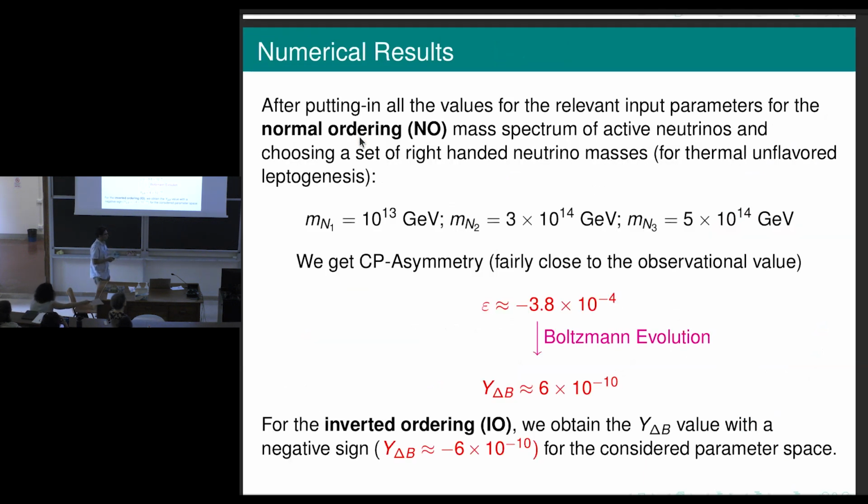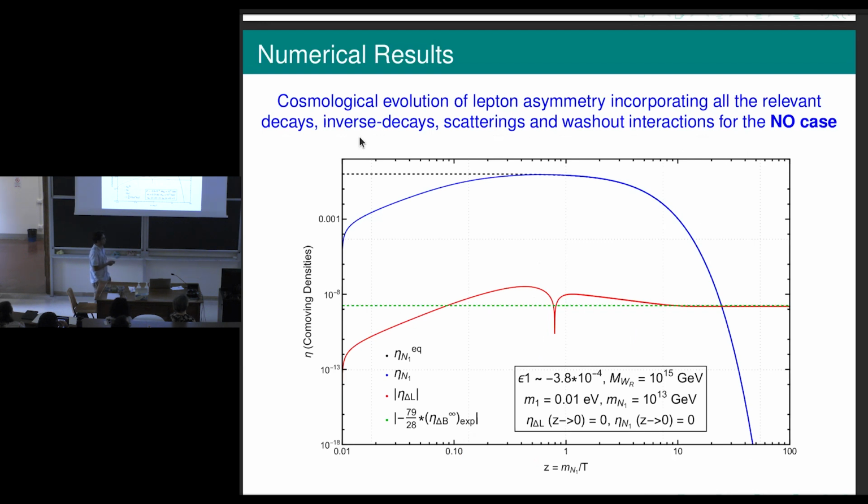Now we calculate the numerical values by studying thermal leptogenesis. For right-handed neutrino masses around 10 to the power 13 GeV, and subsequent masses of Mn2 and Mn3, the CP asymmetry parameter comes out to be around 10 to the power minus 4. After solving the Boltzmann equation, the baryon asymmetry comes out to be approximately 10 to the power minus 6. For inverted ordering, this comes out as a negative value. So we prefer the normal ordering, and we study the cosmological evolution of the lepton asymmetry, incorporating all the relevant decays, inverse decays, and scattering washout processes for the normal ordering case.